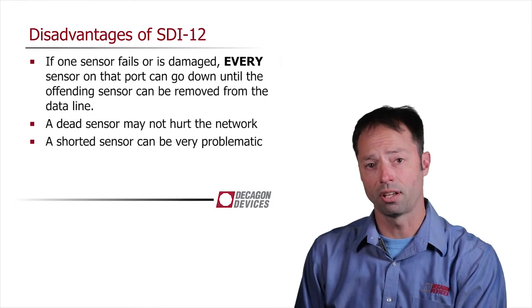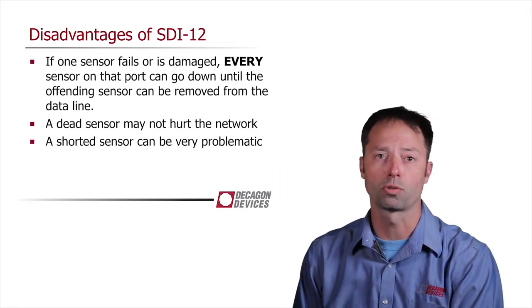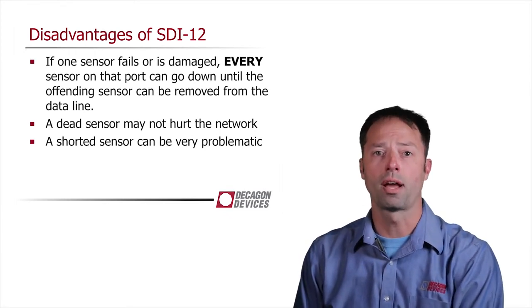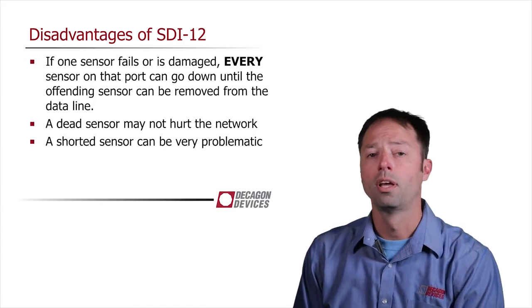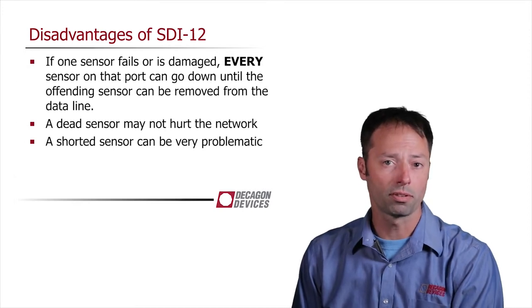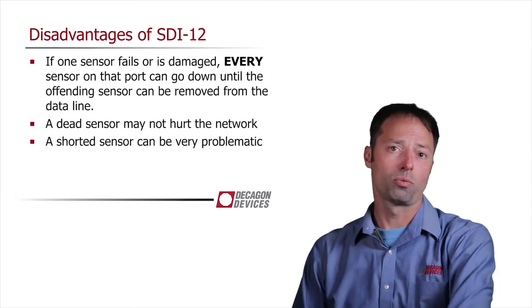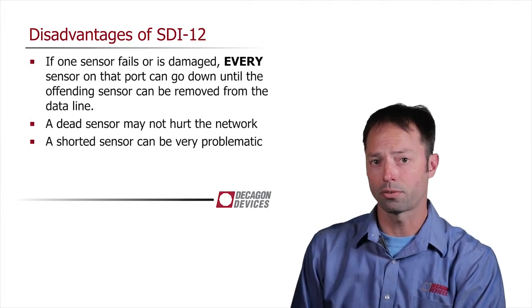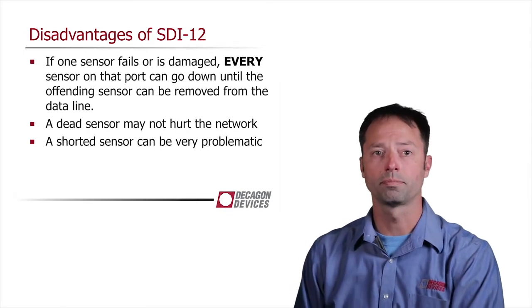One of the disadvantages of SDI-12 is that one small problem can lead to large problems. If one sensor fails or is damaged, every sensor on that port can go down. This is one reason why we don't necessarily recommend putting 62 sensors on one port. If you have a short on one sensor, you will not get data for any of the 62 sensors. Now, a completely dead sensor will probably not hurt the network, but if some component or the circuit board in the sensor is shorted, then it can interfere with the communication of every sensor on that data line.